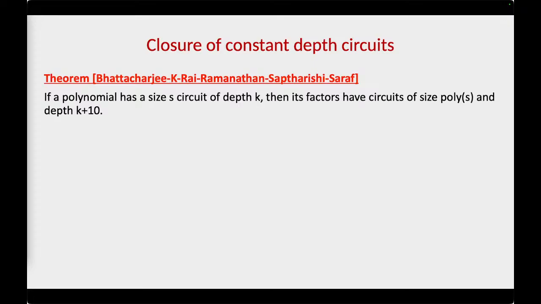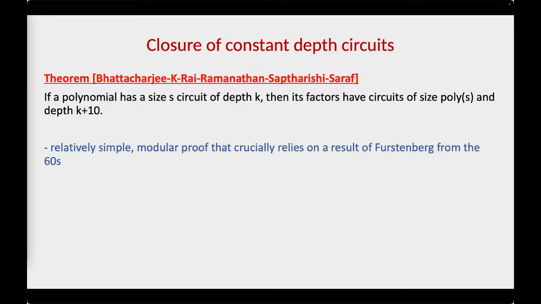Other questions? Okay. So the proof turns out to be relatively simple and fairly modular, and we will talk about some aspects of this proof later in the talk. There are two main ingredients in this proof. One is an amazing result of Furstenberg from the 1960s, and the second main ingredient is sheer blind luck to stumble across this result and realize that it's useful.